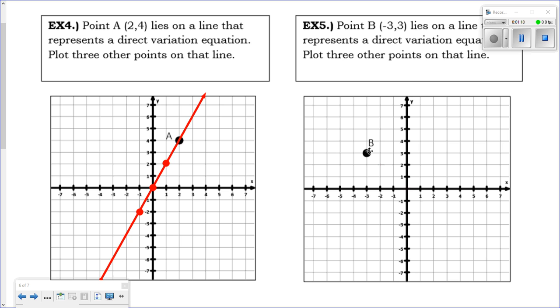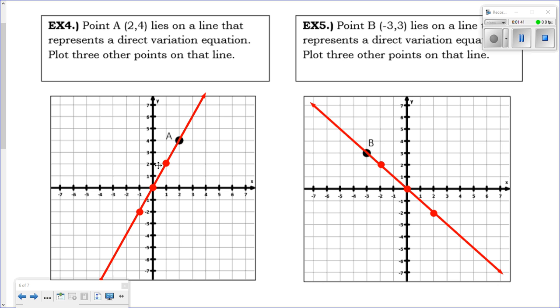So let's do the same thing for part B. We have negative 3, 3 already on the line. We need to plot 3 other points. Well, let's start with an easy one, 0, 0. Then we could draw a straight line. And now we just need to plot 2 more points on the line. So there's one. Let's see if I can find another one. There's another one. I mean, you could plot anywhere on that line, but just a couple examples.